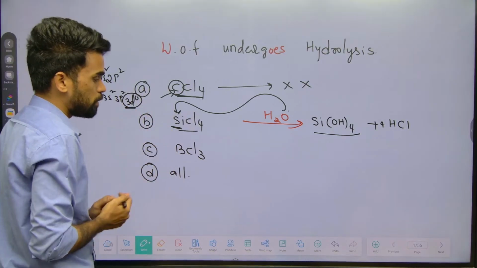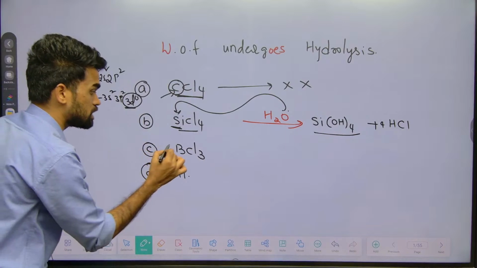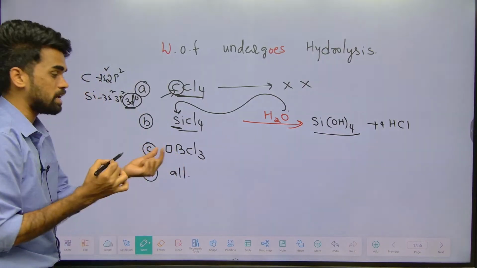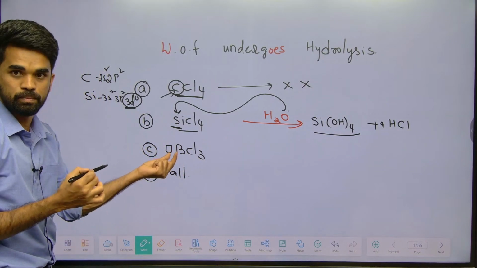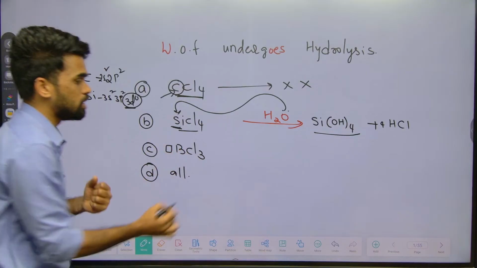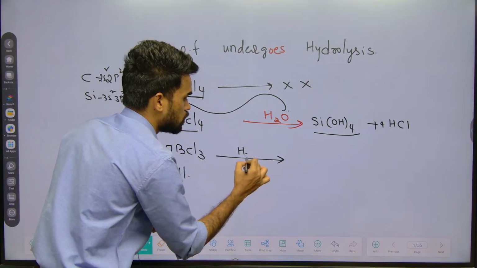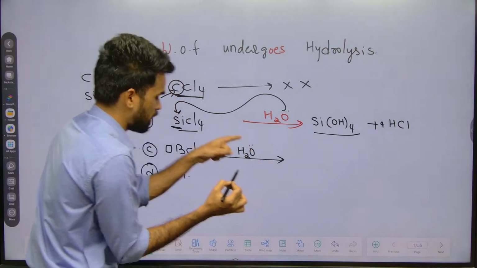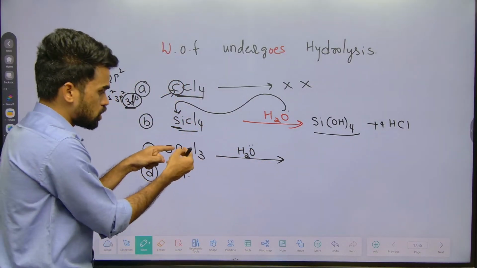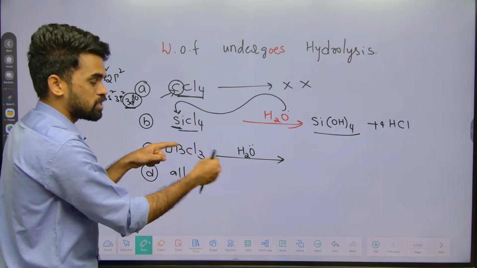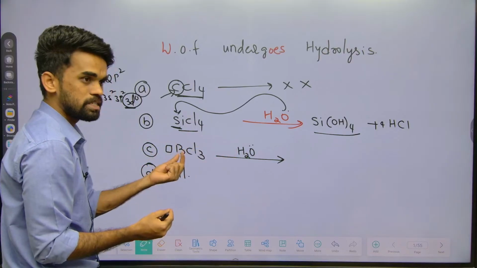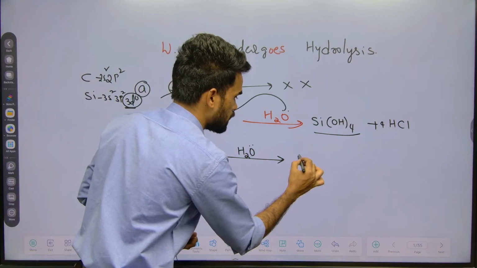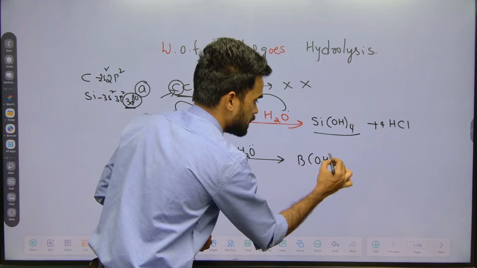And what about BCl3? BCl3 contains one vacant p orbital. That's why we say BCl3 is an electrophile, if you remember. So what happens if you add water? The water acts as a nucleophile and enters this empty orbital. Like that, each time a chlorine can be replaced by an OH group. How many chlorines can be replaced? All 3. So you will get B(OH)3.